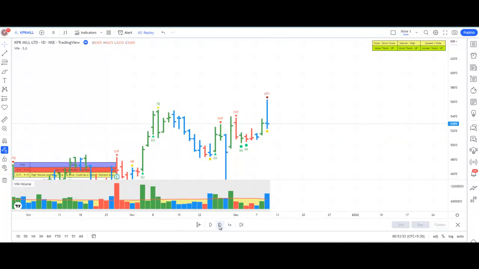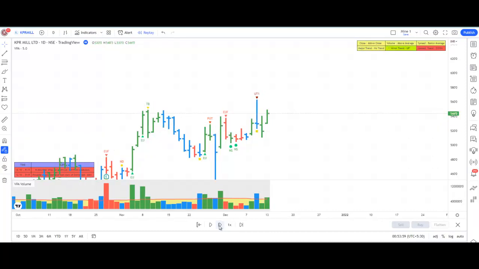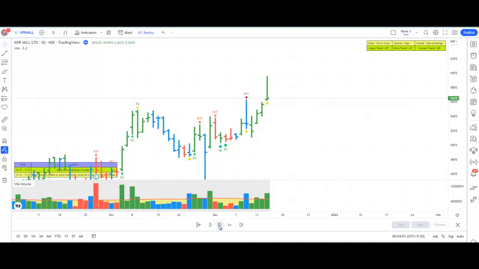You have a UT1 bar here and an upthrust bar here. But that failed here because you saw a down bar here, and all the weakness of the UT1 bar has been negated by these two up bars on higher volume, or above average volume.